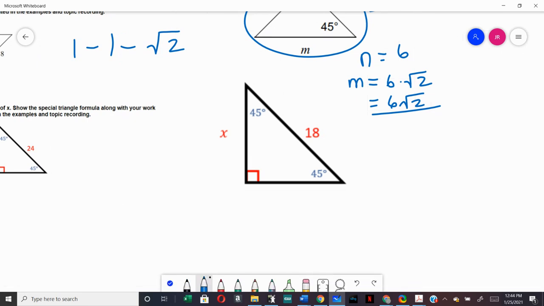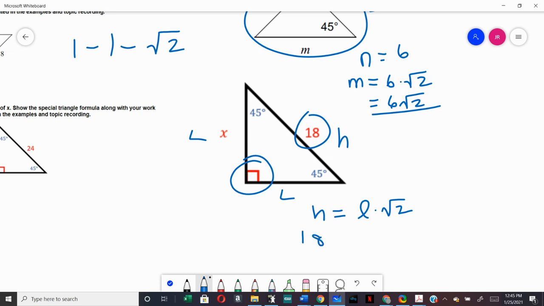Again, we know that the legs have to be the same. So here's my right angle. So that means this is a leg and this is a leg. That makes this the hypotenuse. Well, the hypotenuse is equal to a leg times the square root of 2. So we're going to use that to help us figure out what one of the legs is.